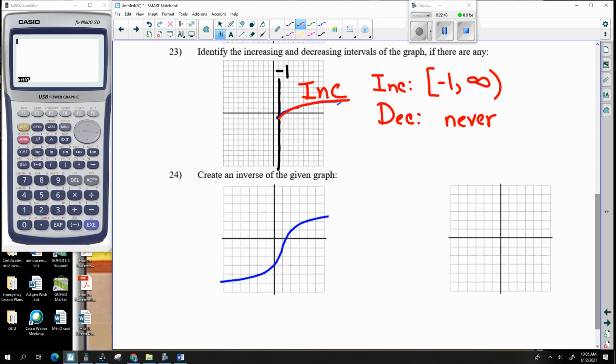Okay, give the inverse of the graph. What an inverse means is x's become y's, y's become x's. So what I do is I pick out some important points.